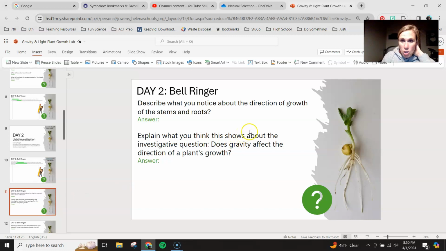Describe what you notice about the direction of growth of the stems and the roots. Tell me a little bit about the stems, tell me a little bit about the roots, and explain what you think this shows about the investigative question: does gravity affect the direction of a plant's growth? Did you notice a difference between which way the stem was growing and which way the root was growing? Keep in mind that we didn't have any light in this cupboard the whole time we let these seeds grow. We had the same amount of water, the same nutrients, so all of these other things were kept constant. That leaves us with gravity. Can you actually say that gravity allows the stems to grow up and the roots to grow down?